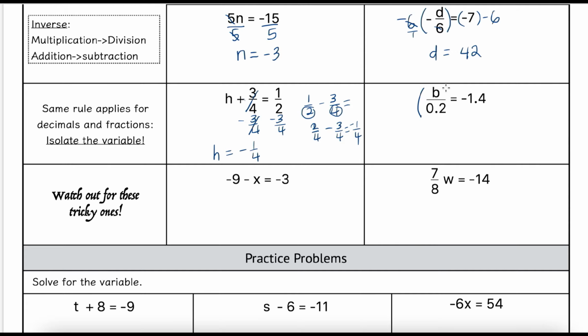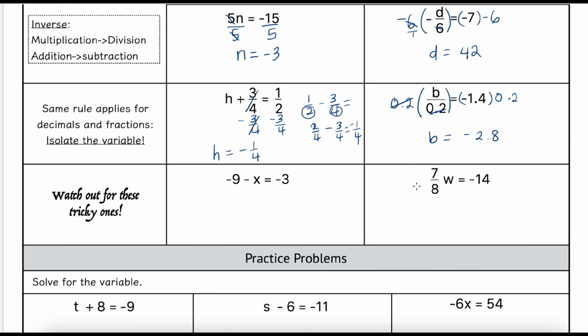So h is equal to negative 1/4. Here is a division, so we are going to multiply by 0.2, multiply by 0.2 to both sides of the equation. b is equal to negative 2.8.